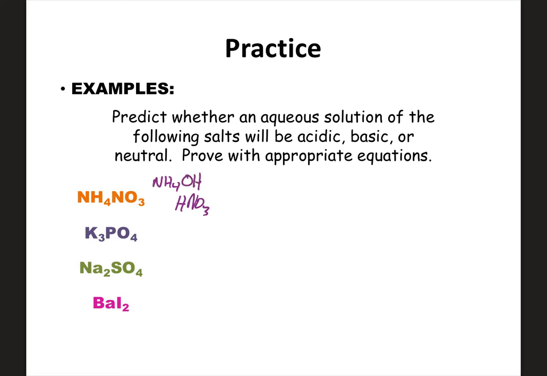So when I look at these two substances, NH4OH is a weak base. HNO3 is a strong acid. So this is another reason why you need to know your strong acids and strong bases here. So this salt came from a weak base and a strong acid. So the acid is stronger, so I know this is going to form an acidic pH here.